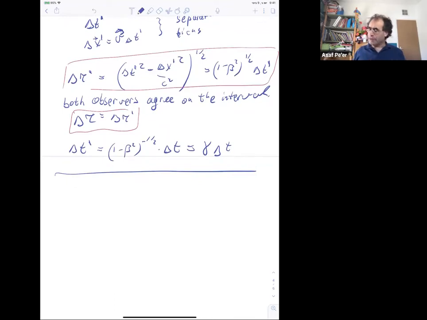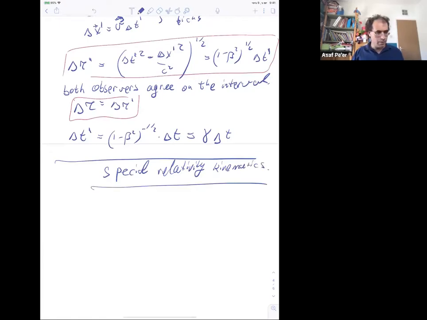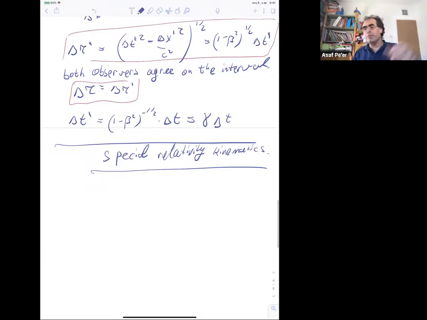So what I really was aiming for is to get into the kinematics, special relativity kinematics, because this is something we're going to use all the time in a particle course. So special relativity kinematics. We want to describe the motion of a particle in space-time.